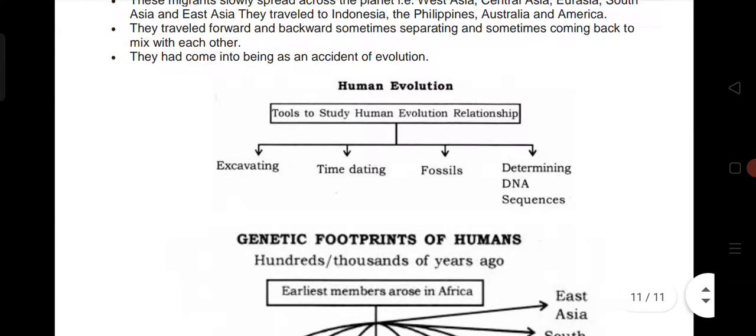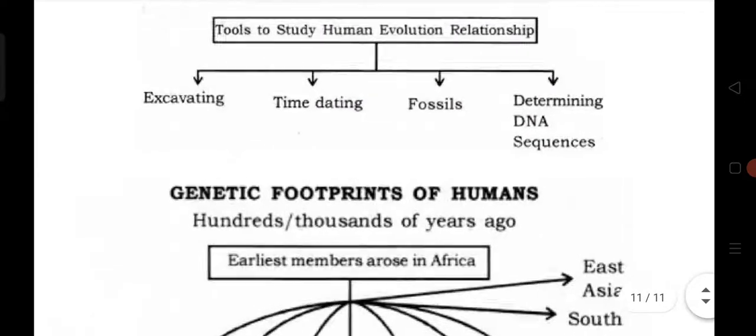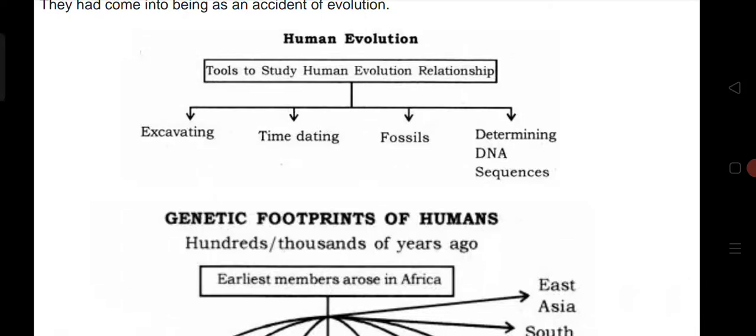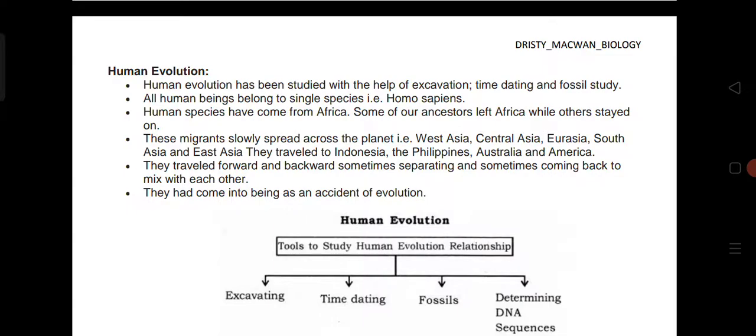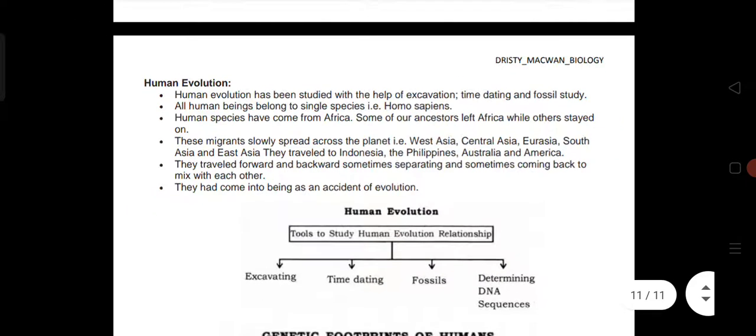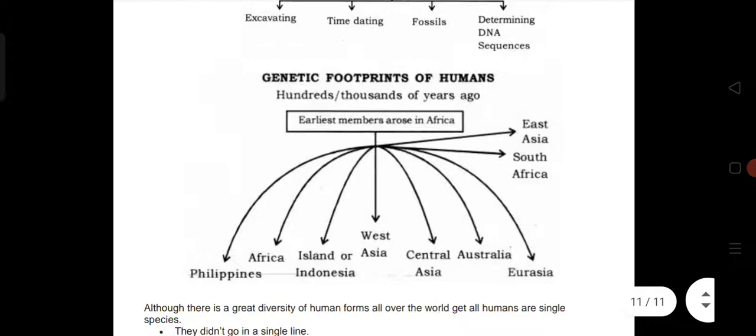There are several tools for studying human evolutionary relationships, that is excavating, then time dating, then fossils, and determining DNA sequences, right? Human evolution study is useful for the exact things which are carried out. Now we are talking about the genetic footprints of humans, right?